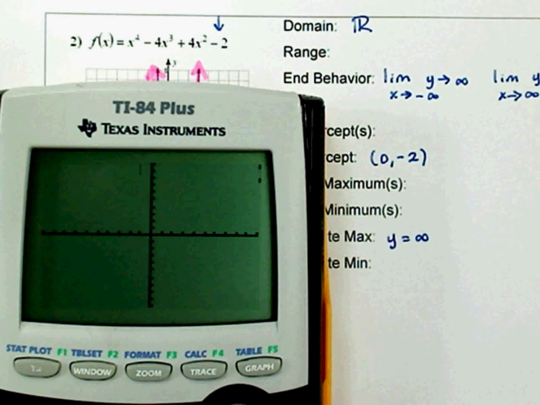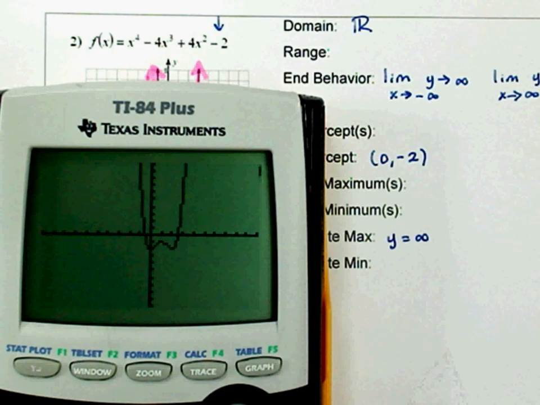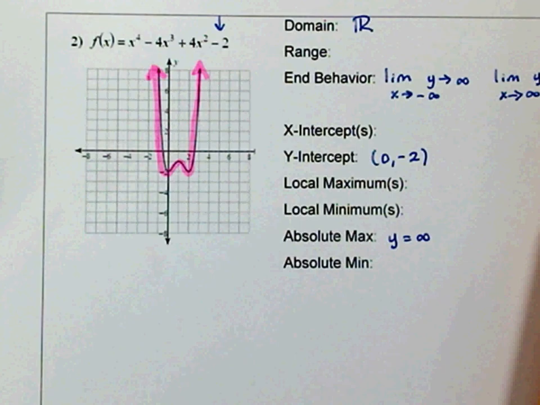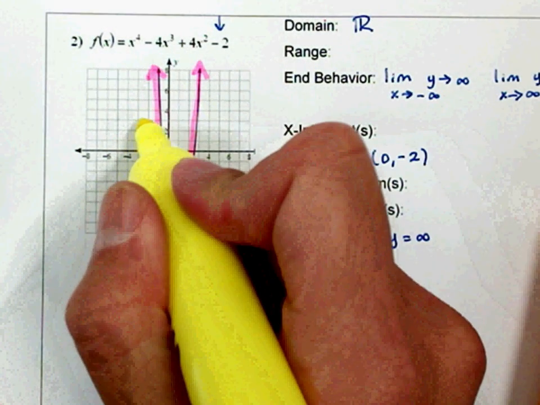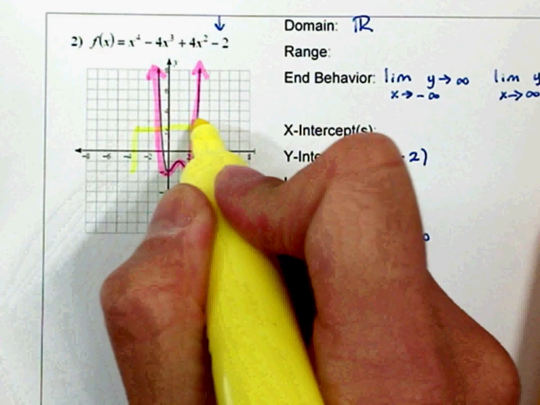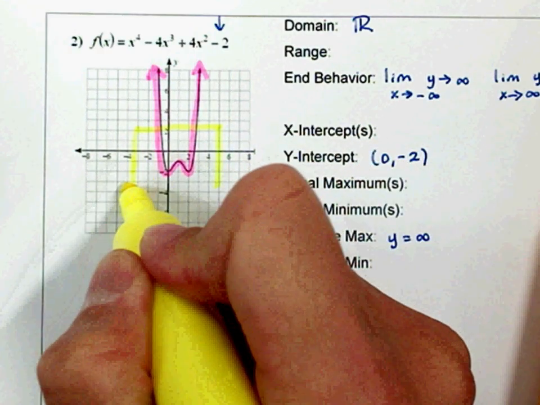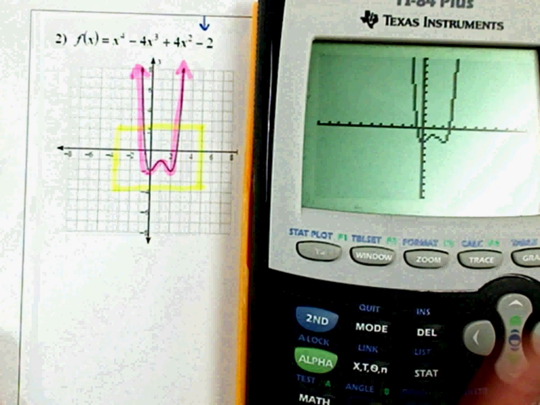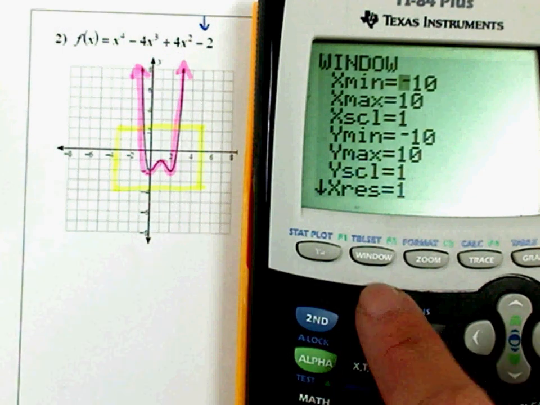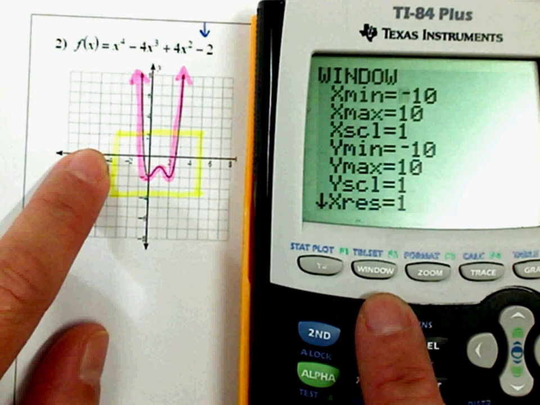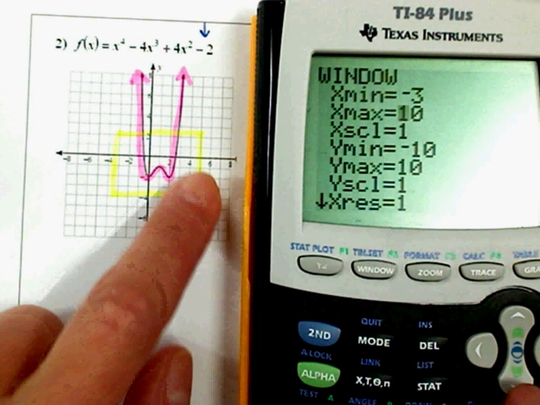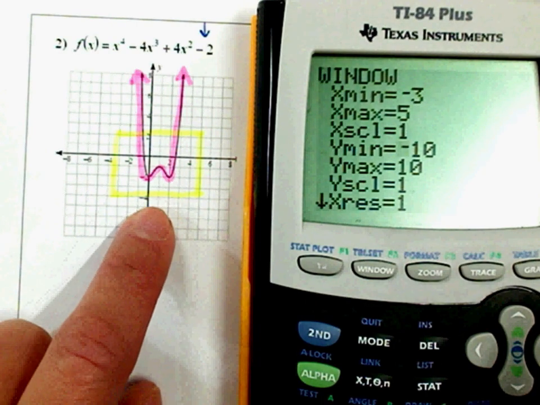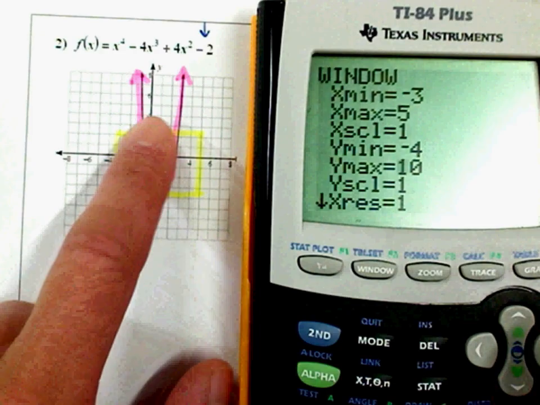All right. Now, if you want to zoom in, you could zoom in right here. So I'm going to get a little highlighter just so I can show how to zoom in. You can zoom in from here. You guys see this? You can zoom in right there if you want to, okay? If you're going to zoom in, go to your window. You guys see window? X to the left, I'm going to put negative 3. X to the right, 5. Scale, don't worry about that. Y minimum, I'm going to put negative 4. Y maximum, I'm going to put 2.